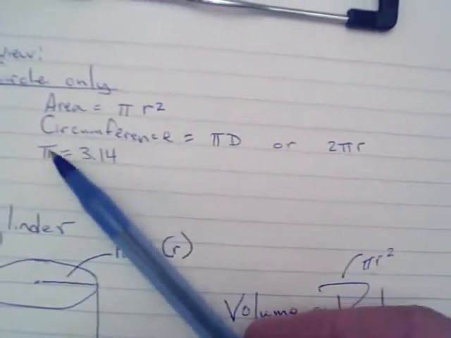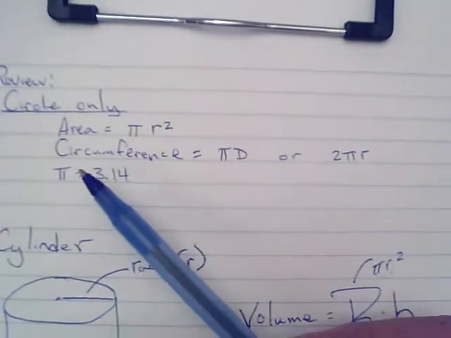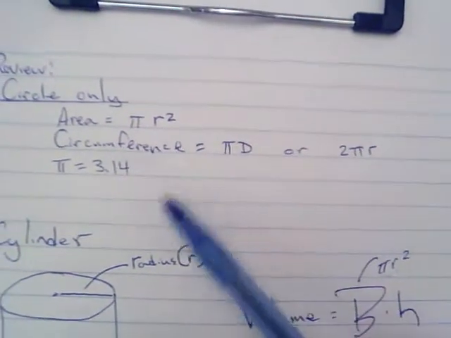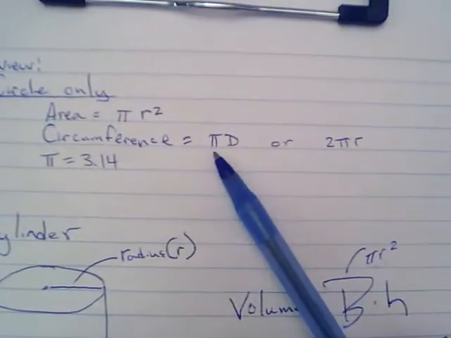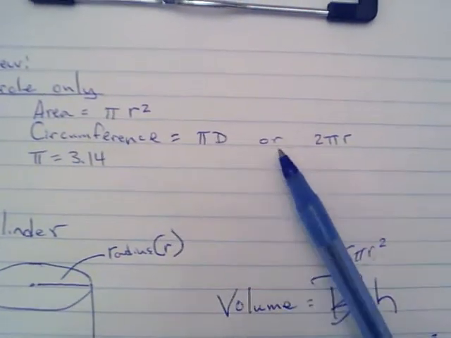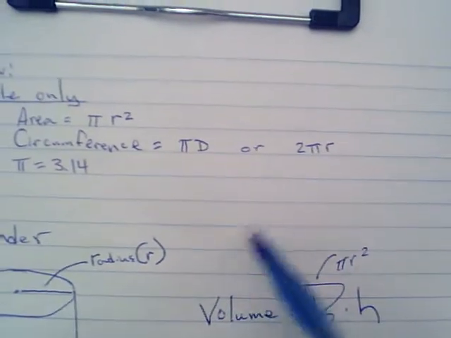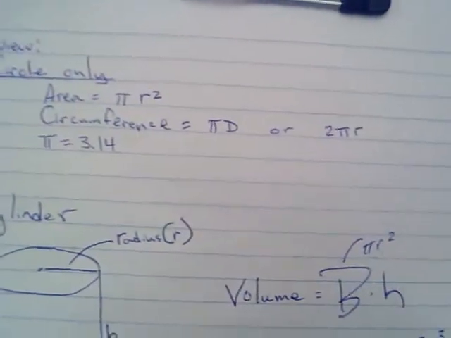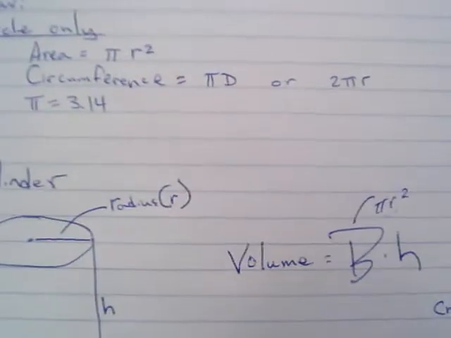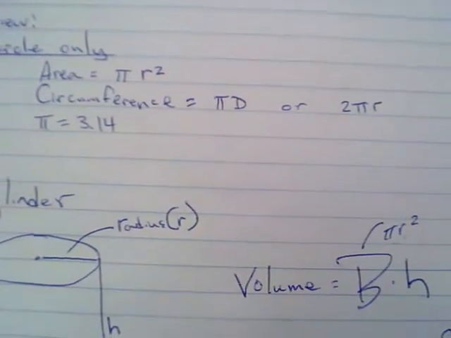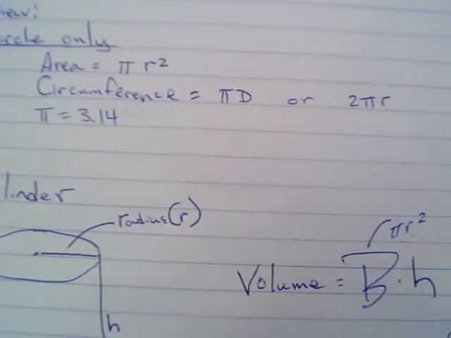All right. Next, you're going to do the circumference, or the distance around the outside of the circle. You can calculate that either by doing pi times the diameter or 2 times pi times the radius. All right, keep that all in mind because, again, we're going to cover that once we get into the cylinder. And of course, always we're using pi as being equal to 3.14.